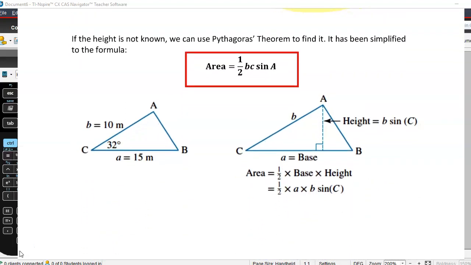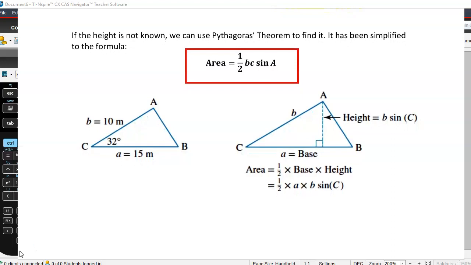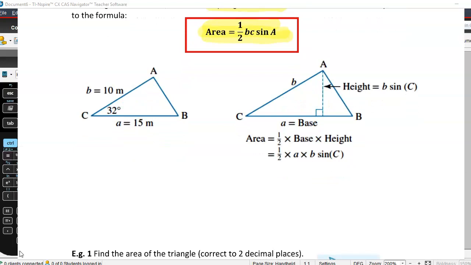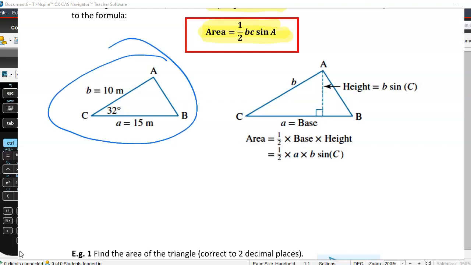So here's the formula we can use to find it. Basically, we've used Pythagoras' theorem to find it. It's been simplified to area equals half bc sine A. You might see it in other ways written out. But basically, as you can see from our example, we've got this triangle here where we know two measurements and the angle between them. But to figure out the height, we need to know that there.